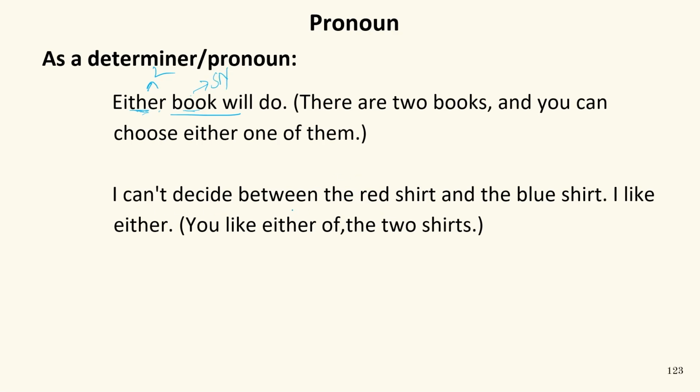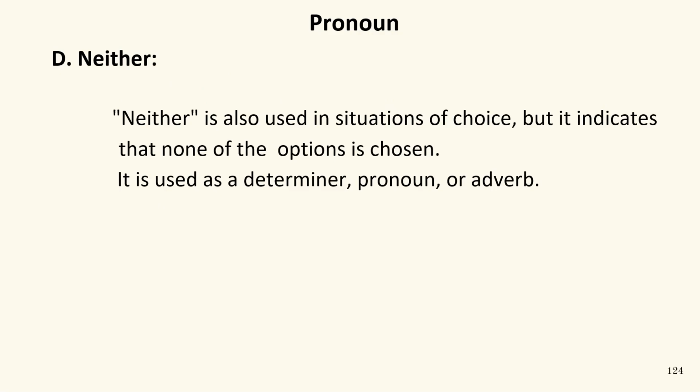I can't just decide between the red shirt and blue shirt. Now we have two shirts, red shirt and blue shirt. And I'm not able to decide just because I like both of them. I like either. It means any one of the two shirts. I like both. I can choose any of them. But I'm not able to decide because I like two shirts very much. Now, neither is used in situations of choice, but it indicates that none of the options is chosen. It means it is used in negative sense. We have two options, but I don't want to select any. So in that case, I use neither.